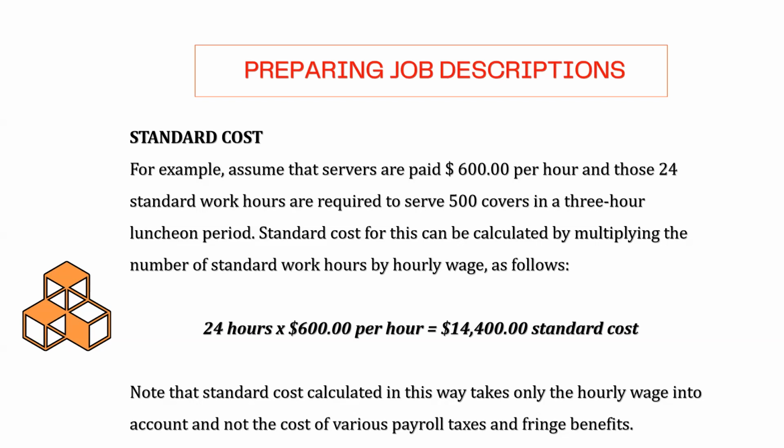Note that standard cost calculated in this way takes only the hourly wage into account and not the cost of various payroll taxes and fringe benefits. Thus, the standard cost per server serving 500 covers in a 3-hour period is $14,400. Similar calculations are used to determine standard costs for other categories of employees, for example, cooks, dishwashers, and others. Calculated standard costs are useful for evaluating the efficiency of scheduling.